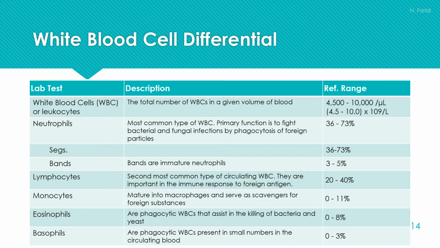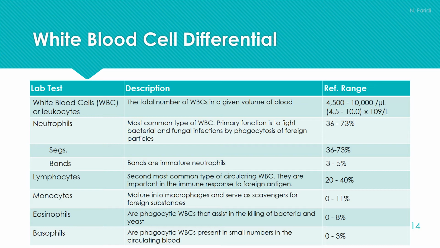Next, I would like to highlight eosinophils. These are phagocytic white blood cells that assist in the killing of bacteria and yeast. Eosinophilia is associated with allergic disorders or parasitic infections. Basophils are present in small numbers in circulating blood.